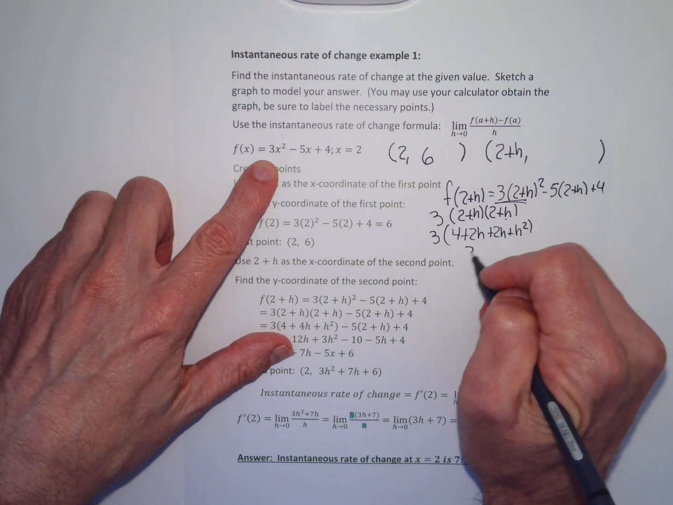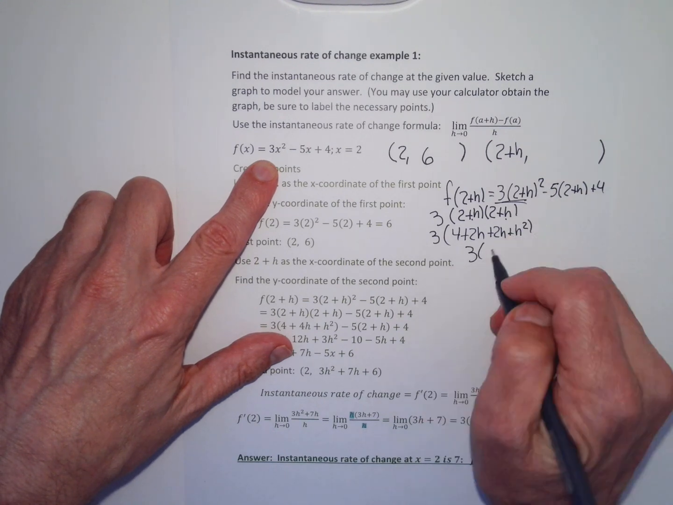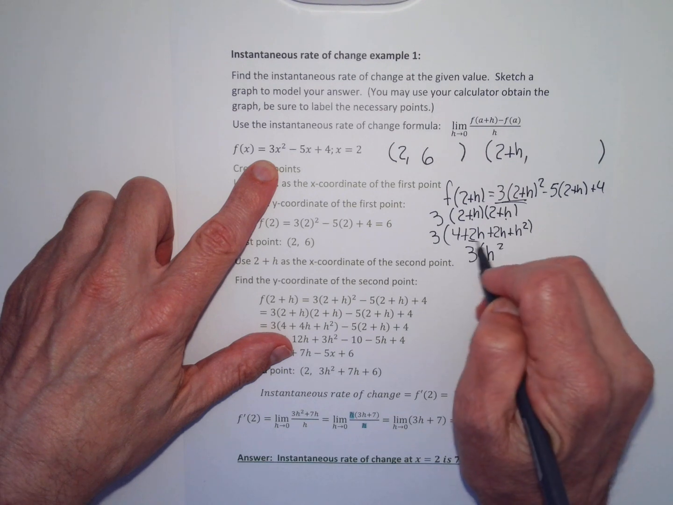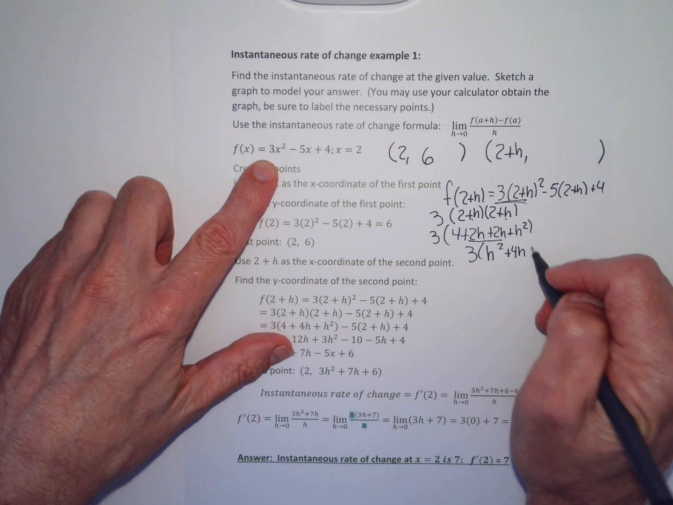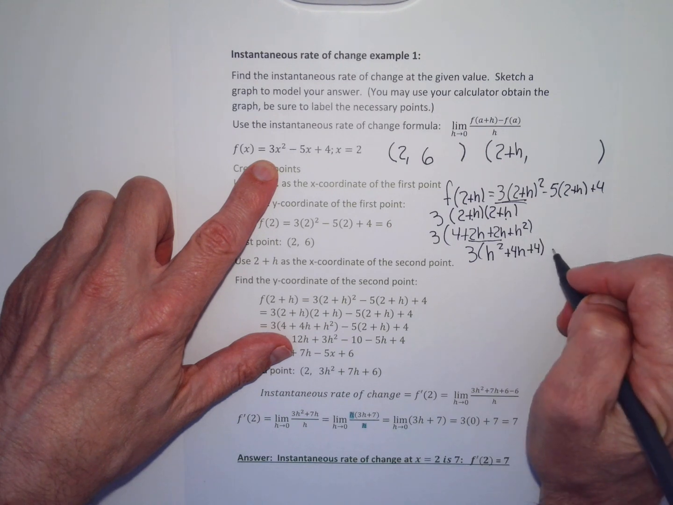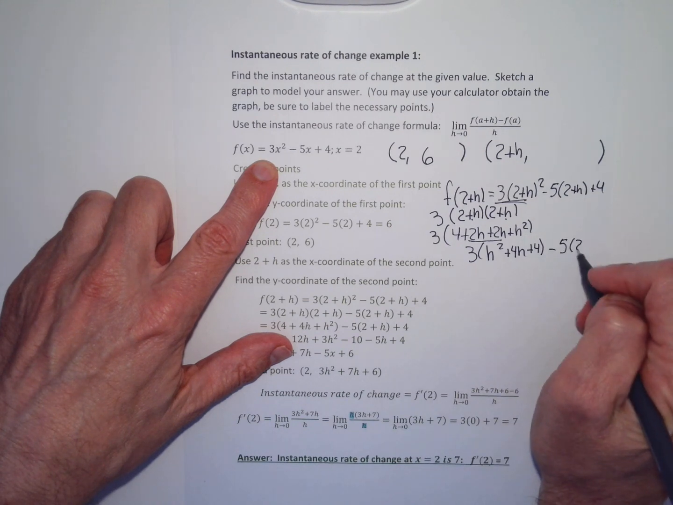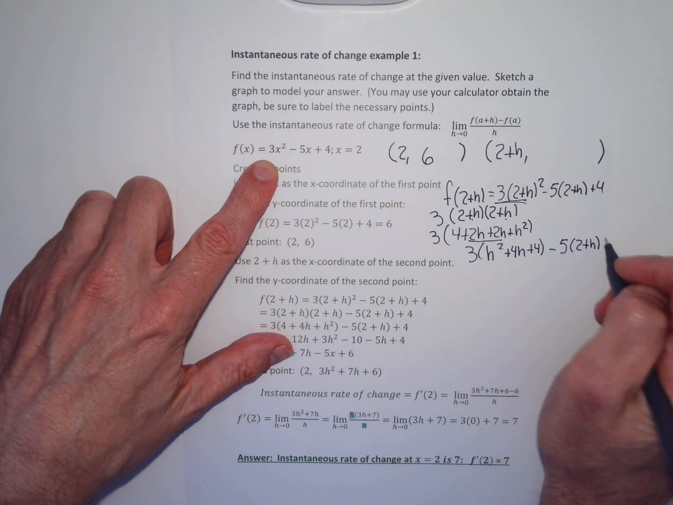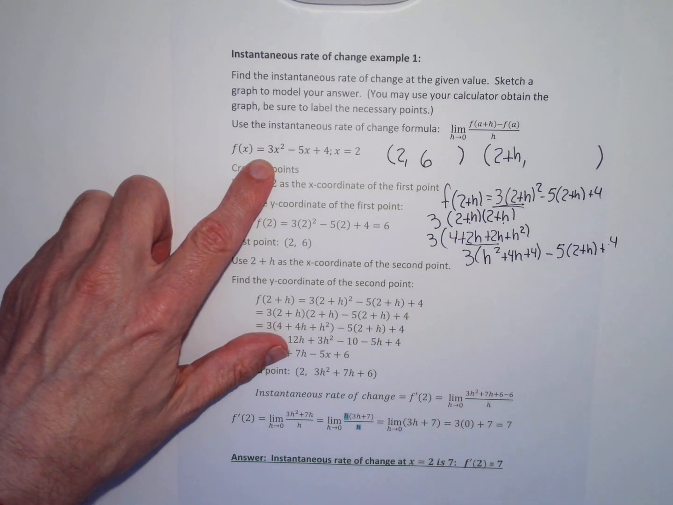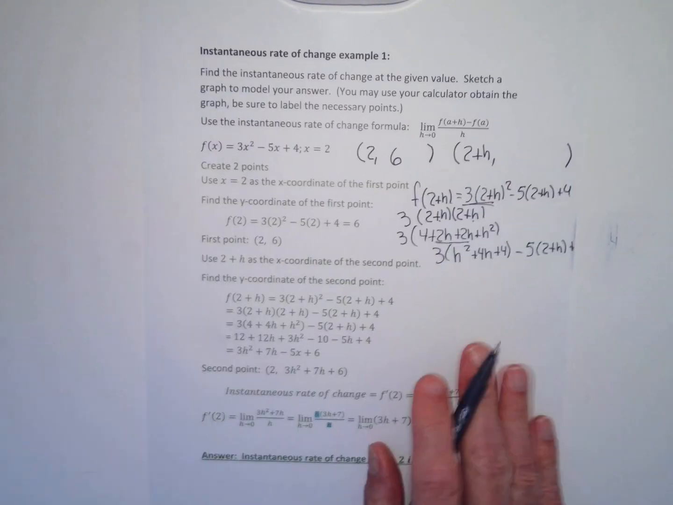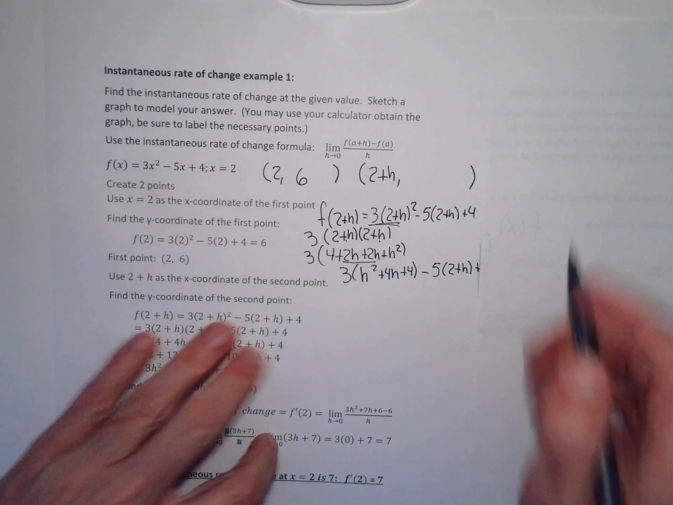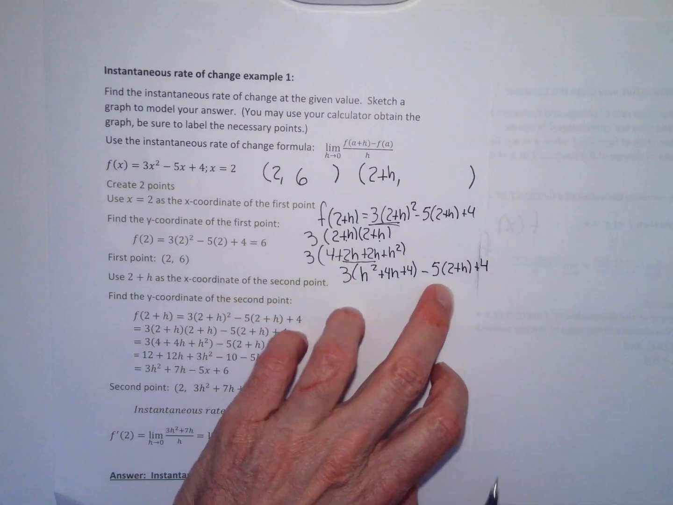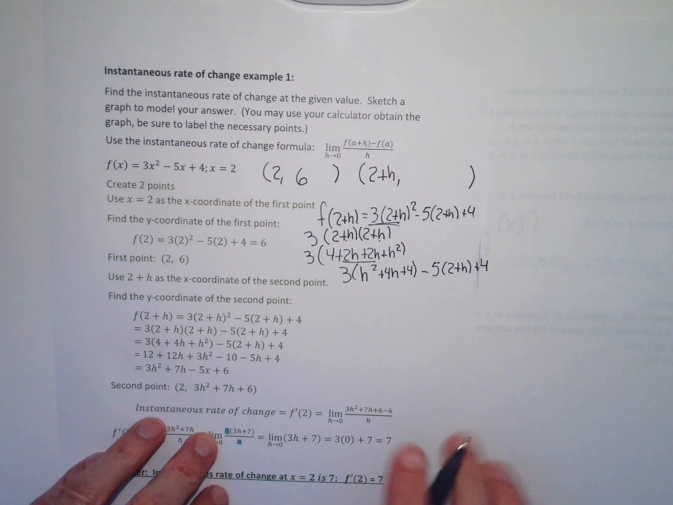I'm going to write this in a nice order. I'm going to write the h squared first. I'm going to add the 2h and 2h and get 4h. And I'm going to write the 4 last. So as I'm going to find the y-coordinate of the second point, the algebra that's necessary is plugging in 2 plus h for my x's, and now I do the math.